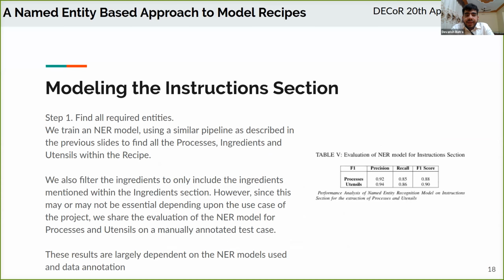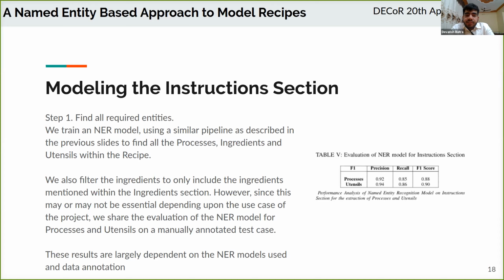Now that's it for the ingredient section. For modeling the instruction section, there could be various approaches used, but I'll explain what we have done. First of all, we found all the required entities. In this case, the entities would be processes, utensils, and ingredients within the instruction section. We train an NER model using a similar pipeline as described in the previous slides to find all the processes, ingredients, and utensils within the recipe. You can see the dataset sizes in the paper. We also filter the ingredients to only include the ingredients mentioned within the ingredient section. We'll see why we do this in a later slide.